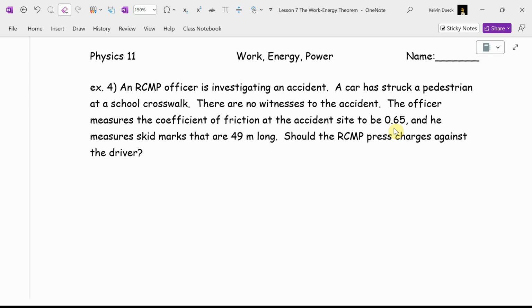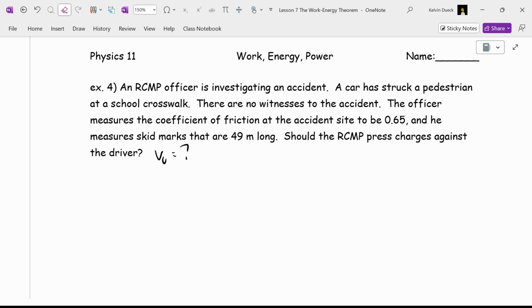Although this question asks, should charges be pressed? In terms of physics, what do we ask to find? Distance it took to stop was 49. Velocity, which one? What's VF of every car accident ever? I've got to be fussy. It's speed, not velocity, because this is going to be a scalar, but we can find that. Did I mention I like this question? Did you pick up the hint?